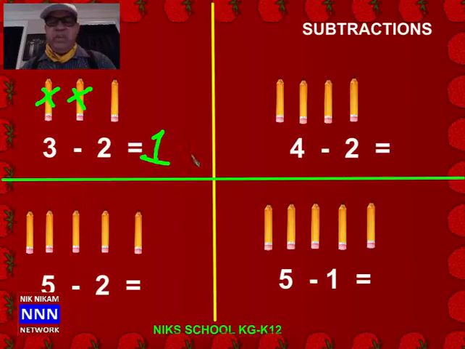Okay, let's look at another example here. Here we have 4 pencils. 1, 2, 3, 4. 4 pencils. That is the number represented here. Next to 4, we have a minus sign. That means whatever is on the right side, that number of pencils need to be taken away. So, we have number 2. So, let us take away 2 pencils here.